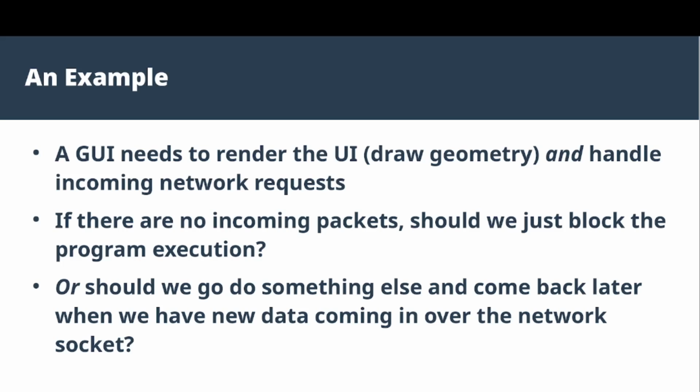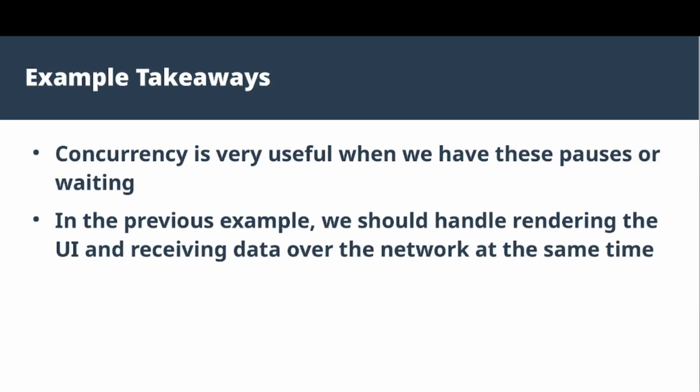In fact, this is what GUI programs actually do. They tend to use a single main thread for drawing the UI, and then worker threads for things like handling network requests. So takeaways from that example: concurrency is very useful when we have these pauses or waiting. If you're performing some sort of task that involves waiting around, like listening on a network socket for incoming packets, that is an ideal use case for concurrency. In the previous example, we should handle rendering the UI and receiving data over the network at the same time. We would use concurrent multi-threading for this.